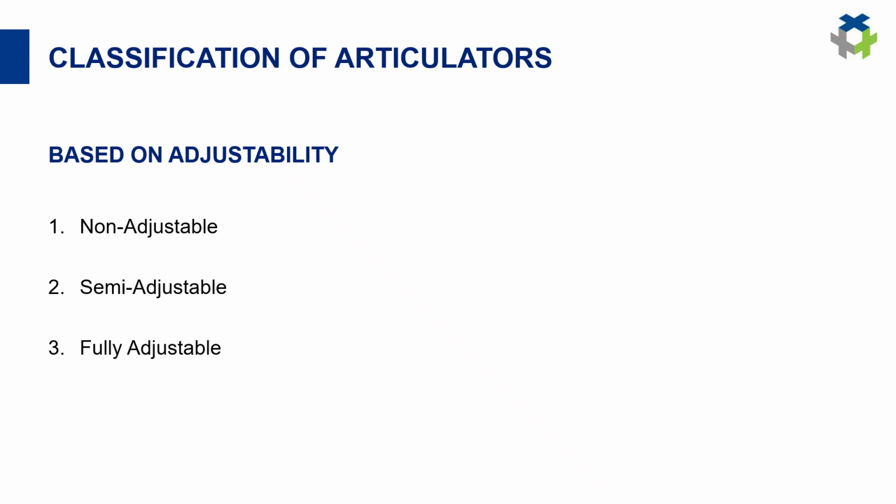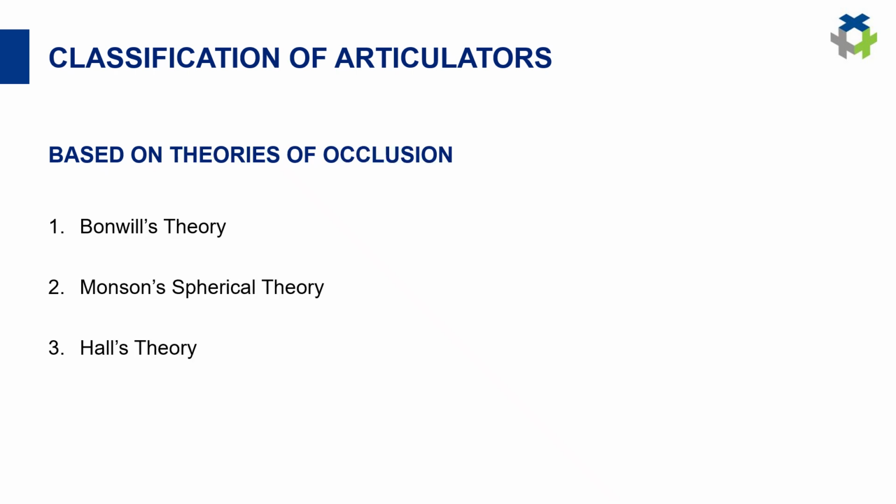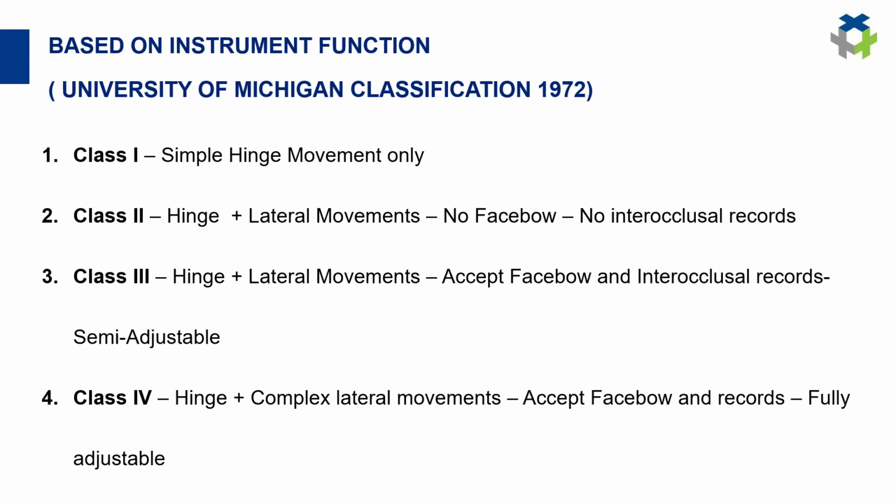So basically we can classify the articulators based on adjustability, that is non-adjustable, semi-adjustable, and fully adjustable, and based on the theories of occlusion, Bonwill's, Monson's, and Hall's theory. The most sophisticated and accepted classification is the University of Michigan classification in 1972. Class 1 are the simple hinge articulators. Class 2 permit hinge plus lateral movement, but they do not accept a face bow or bite records, which means we cannot take any bite record of the patient and use it on the articulator.